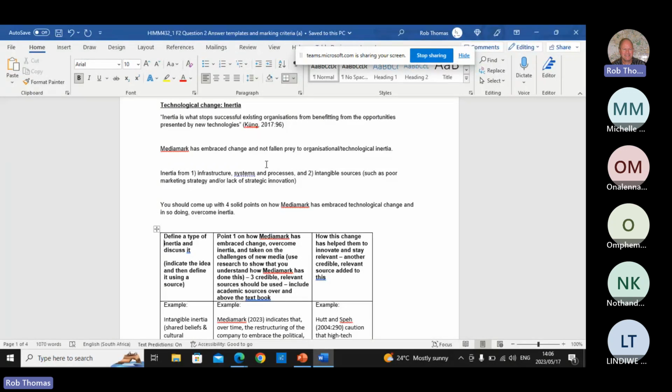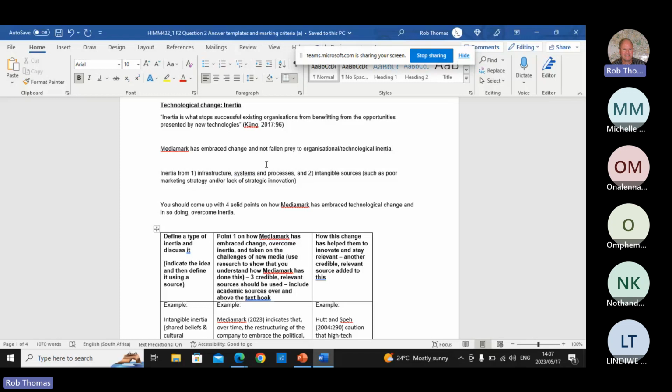Indicate the idea and then define it using a source. Then do a first point, a second point, a third point, or a fourth point on how MediaMarkt has embraced change, overcome inertia, and taken on the challenges of new media. You can use research to show that you understand how MediaMarkt has done this. And guys, I would say use 3 credible, relevant sources, and include academic sources over and above the textbook. So guys, go down and bond with the library.